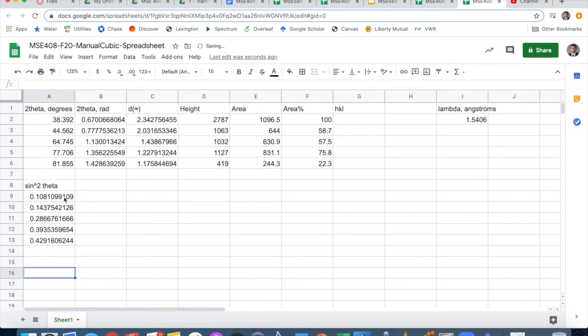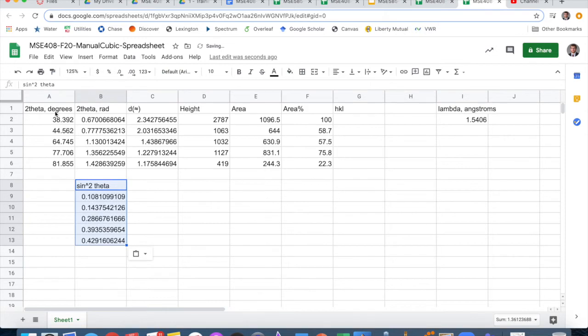So these are, and just to make this clear, I'll put this down here so you can keep track of which peak is which peak. All right, so we calculated the sine squared theta for each of the peaks based on the theta value.